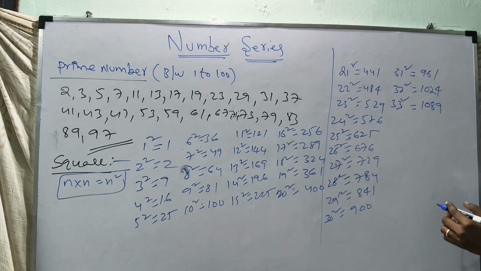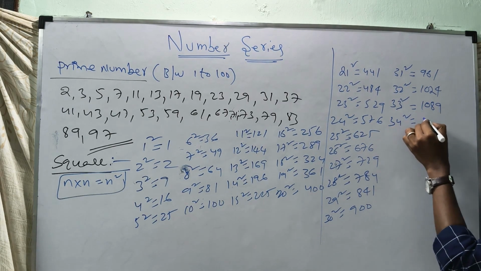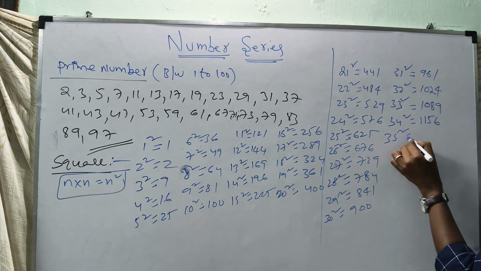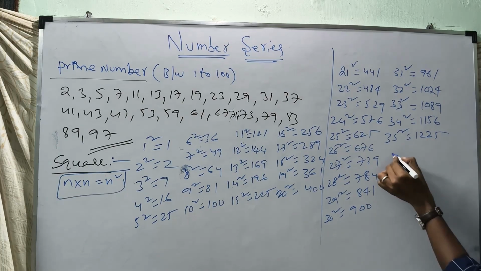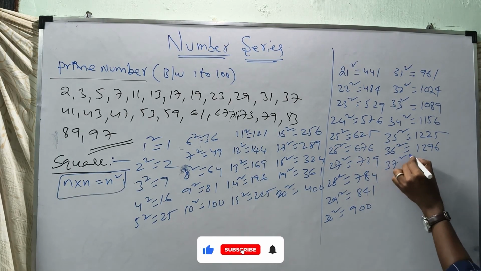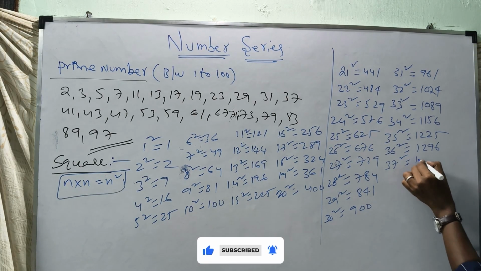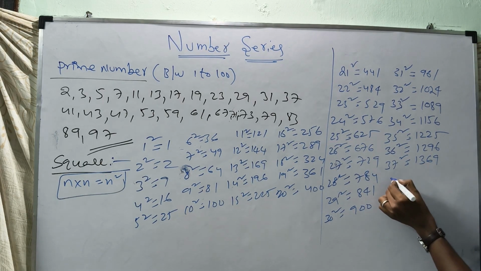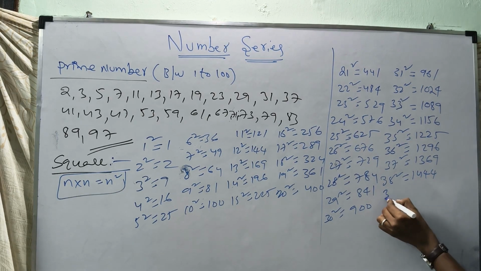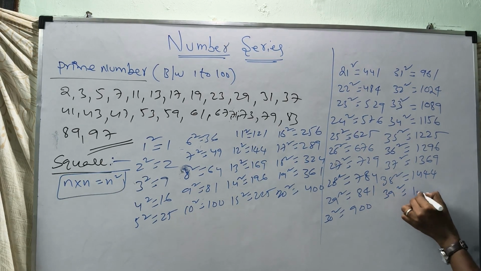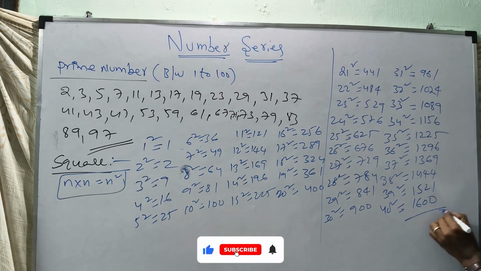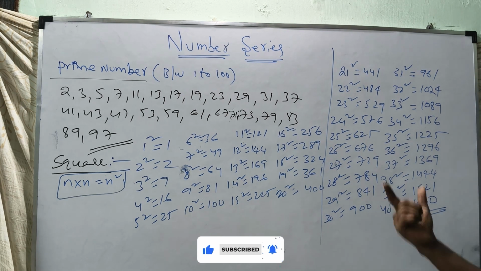1089. Next, 34 square 1156. 35 square 1225. 36 square 1296. 37 square 1369. Now 38 square 1444. Now 39 square 1521. 40 square 1600. So up to 40 squares you must memorize.